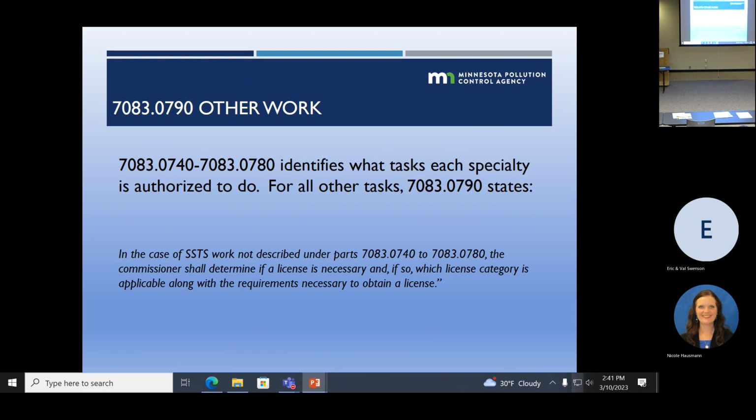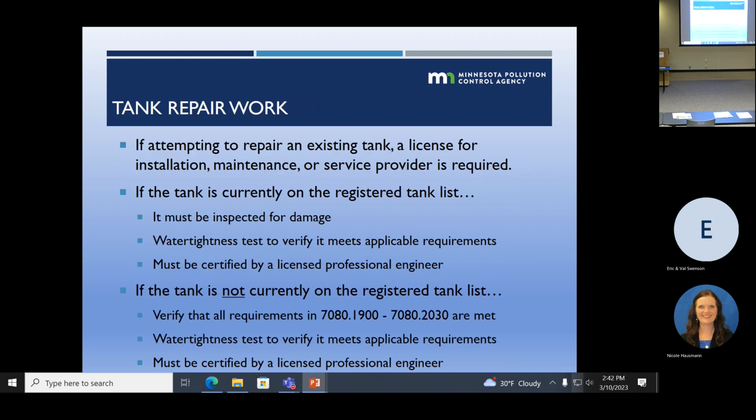No surprise there. So if you find yourself in a place where you're not really sure who's allowed to do it, there is a rule right after all those, 7083-0790. That is for other work. And that's exactly what it does. It basically tells you, for all these other things that you're not sure who can do them, call the MPCA and they will tell you who can do them and if you need a license.